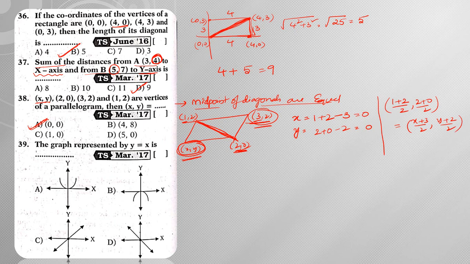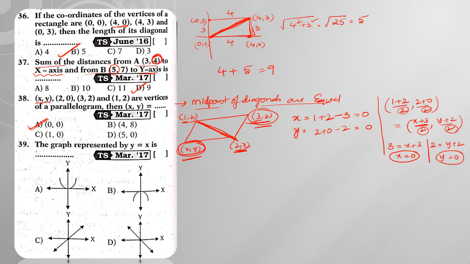Now on simplification and comparing, all the denominators contain 2, so there is no need of writing those 2. Then what I can say, 1 plus 2 is 3 is equal to, comparing the x coordinate, x plus 3. So from this x is equal to 0. The same way here, comparing y coordinates, 2 is equal to y plus 2, that means y is equal to 0. So likewise you can obtain the answer for this question.